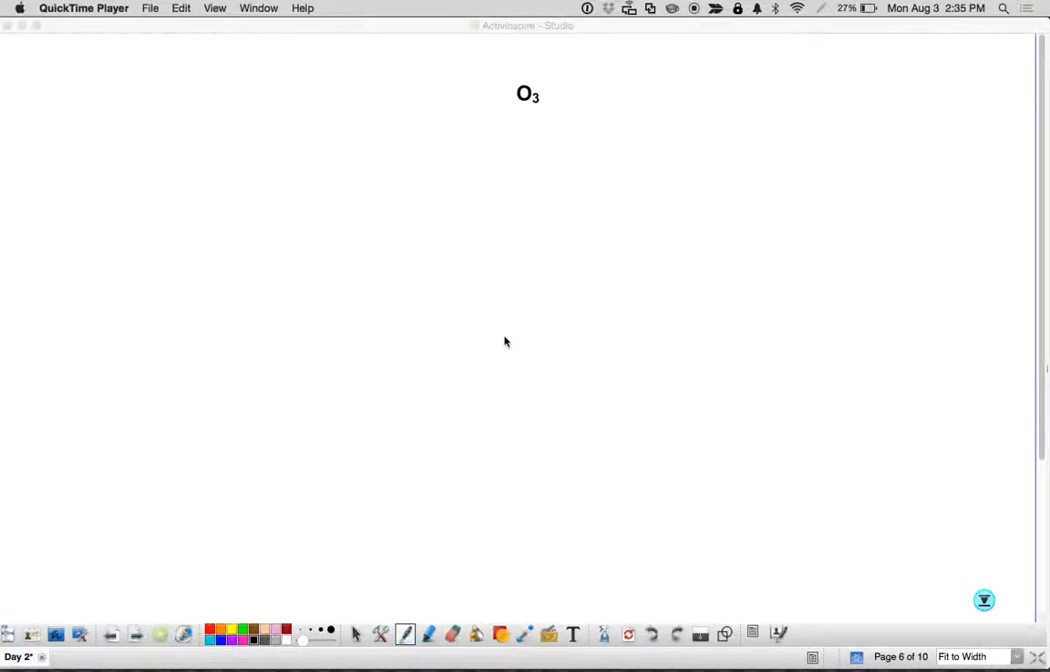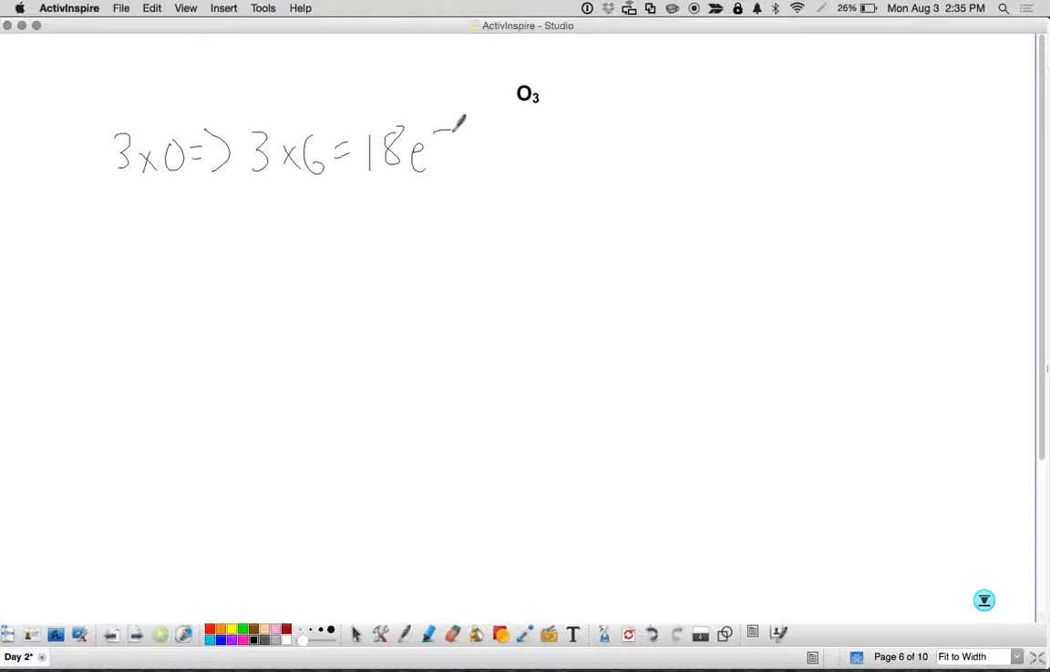Here's another interesting one for us to take a look at. This is the molecule ozone. So ozone has 3 oxygens, and oxygen has 6 valence electrons, so that's 18 total valence electrons to play with. So my first structure is going to be like this.